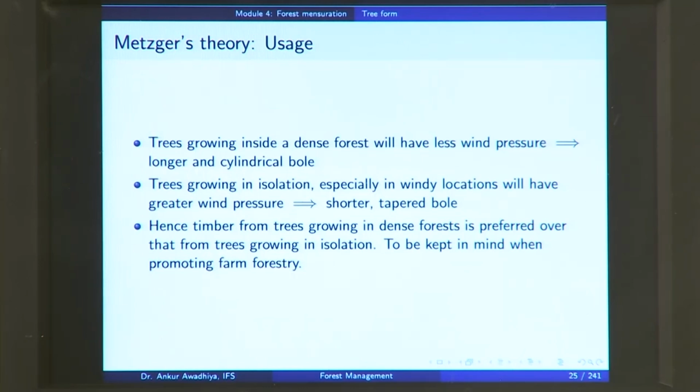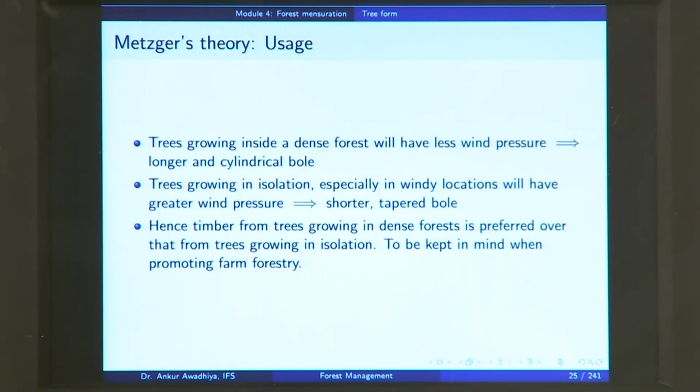Now, some practical applications are: for a tree that is growing inside a dense forest, you will have less pressure, and so you will have a longer and a cylindrical bole, because the amount of wind pressure is less. So, there is a lesser difference between the bending stress that we have at the bottom and the bending stress that we have at the top. And so, in this case, Metzger's theory would predict that the tree would deposit similar amounts of materials at the bottom as well as at the top, in which case you will have a cylindrical bole with a very less amount of taper.